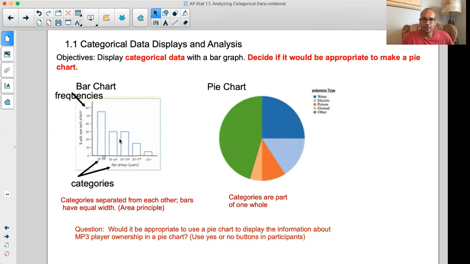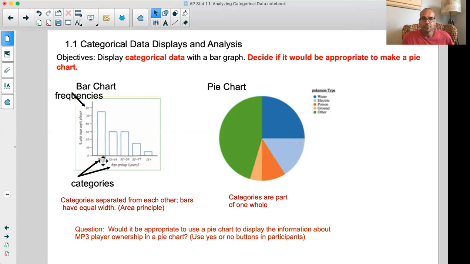I would ask you, if you are following along live with me, that you would maybe use the yes or no buttons in the participant page. And let's see what you think. Yes, it's okay to use a pie chart for this bar graph information, or do you think it's a no? You can make an argument for either case, I think. But I would probably fall on the no category. And it comes down to this.